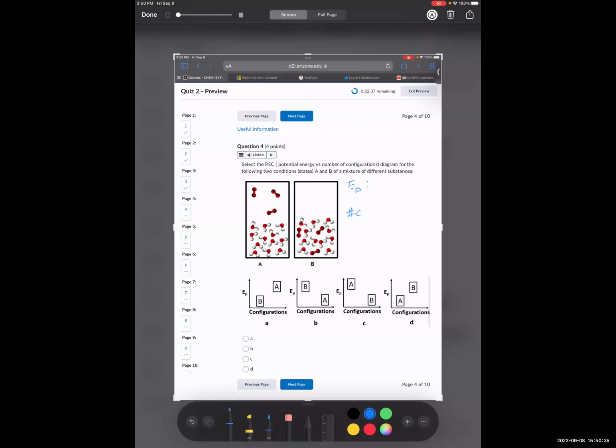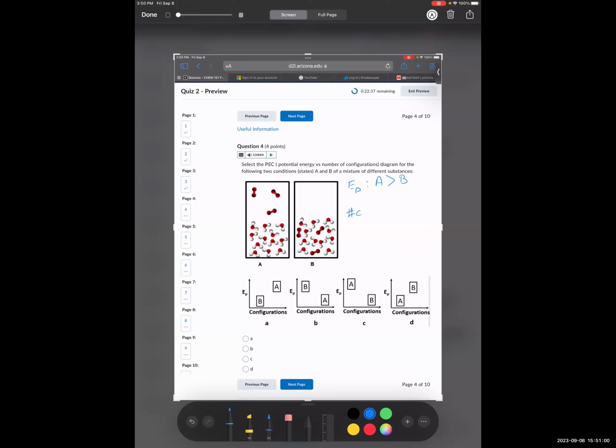Okay, potential energy wise, in state A we have particles far apart from each other, meaning weak attractive interactions. Meaning in A, you should have a higher potential energy than B. In B, the particles are closer to each other, meaning we have strong attractive interactions in B.